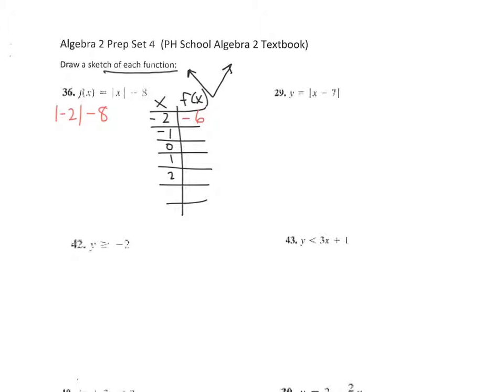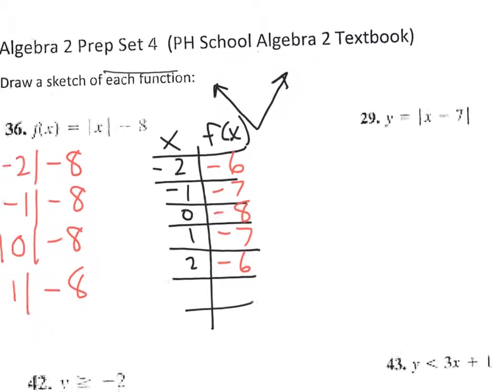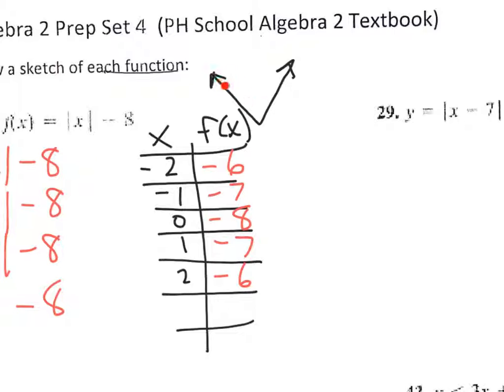If you plug in -1, the absolute value of -1 is 1. 1 minus 8 is -7. If you plug in 0, you're going to get -8. If you plug in 1, you're going to get -7. And this one's going to be -6. So if you plot it, they take the shape of a linear function, in that this is a constant decrease and this turns into a constant increase. It's a straight line. So it's going to make a V.